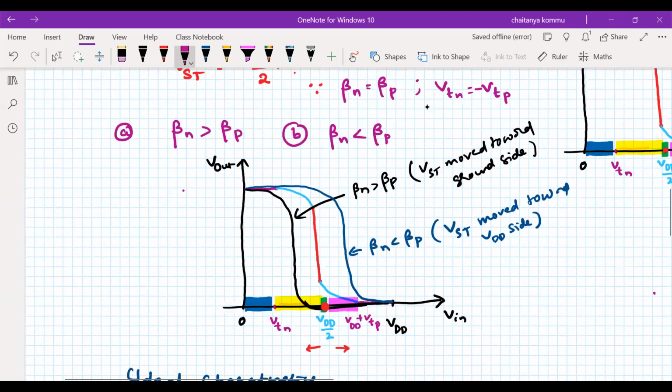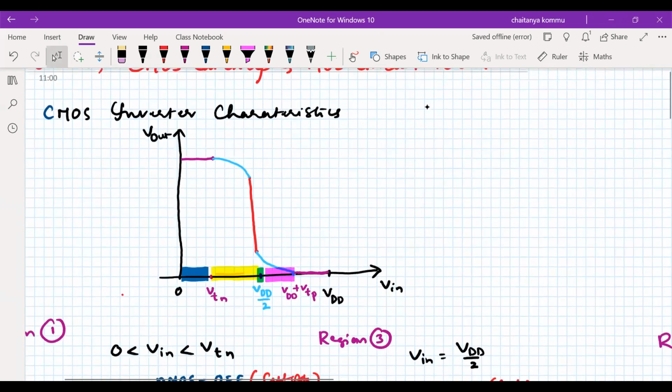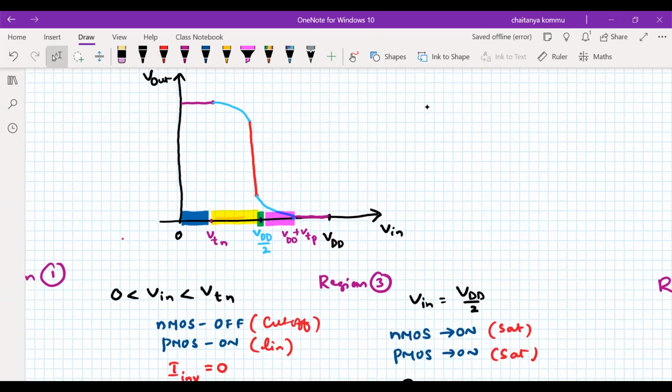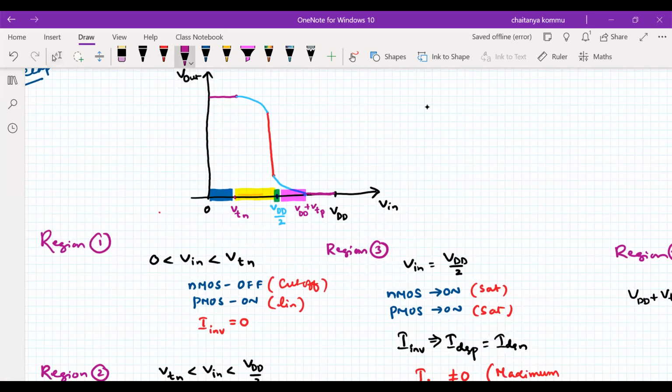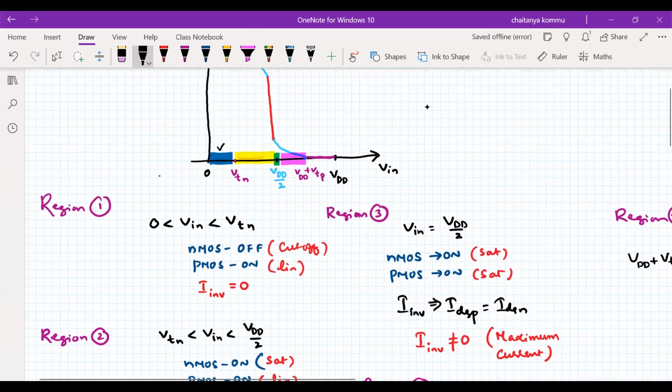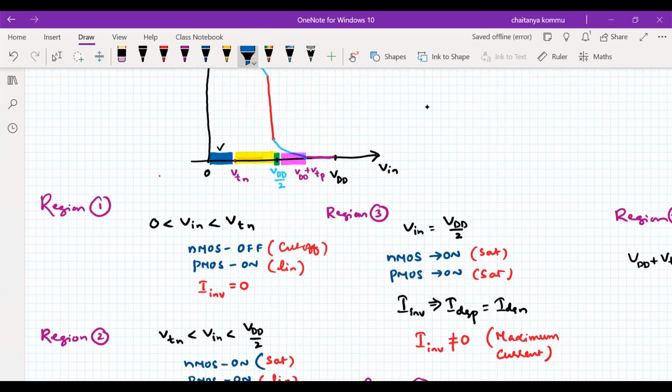Okay, so this is what we have seen in the last class, CMOS inverter characteristics. We find that there are 5 regions of operation. The first region is 0 less than Vin less than Vtn. That means this is the region we talk about. NMOS and PMOS are in conditions like this, and the current is 0 at this point. So this is the first region that we talk about.